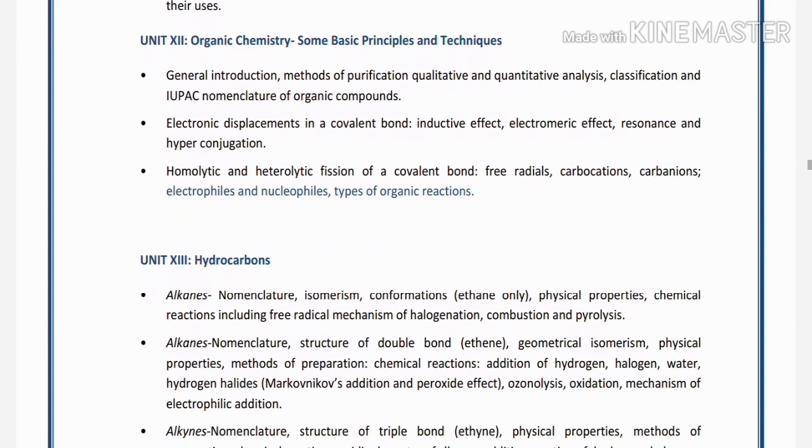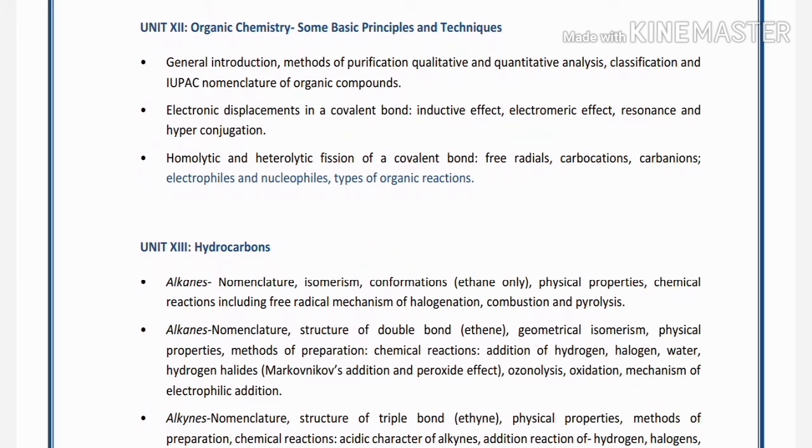Unit 12, organic chemistry, some basic principles and techniques. General introduction, methods of purification, qualitative and quantitative analysis, classification and IUPAC nomenclature of organic compounds. Electronic displacements in a covalent bond, inductive effect, electromeric effect, resonance and hyperconjugation, homolytic and heterolytic fission of a covalent bond, free radicals, carbocations, carbanions, electrophiles and nucleophiles, types of organic reactions.